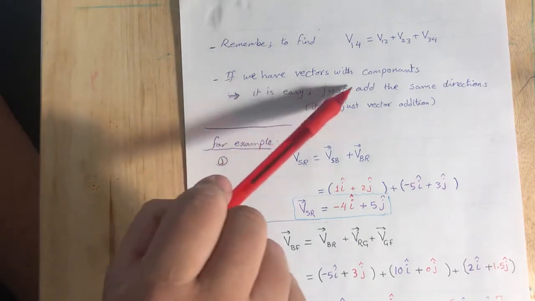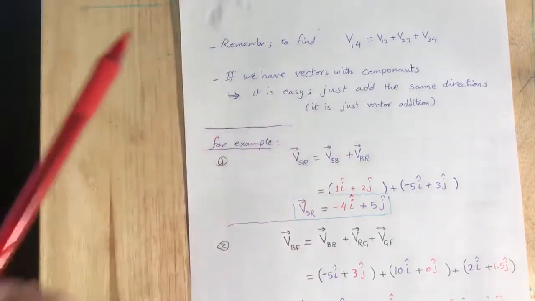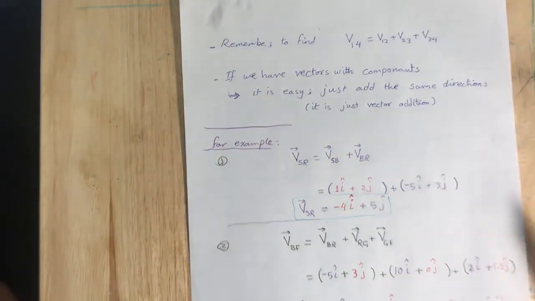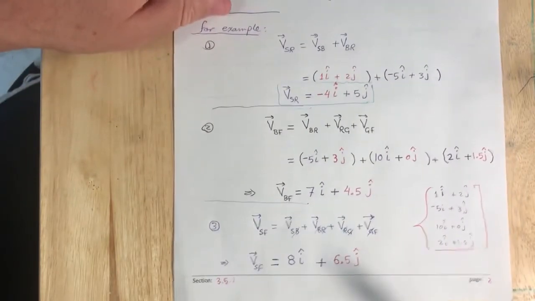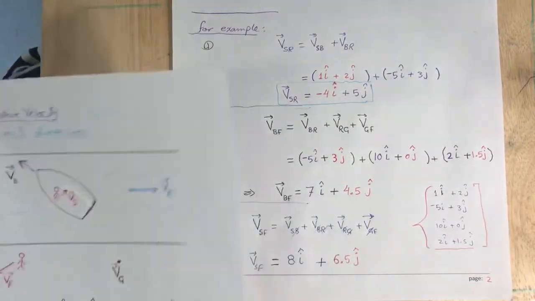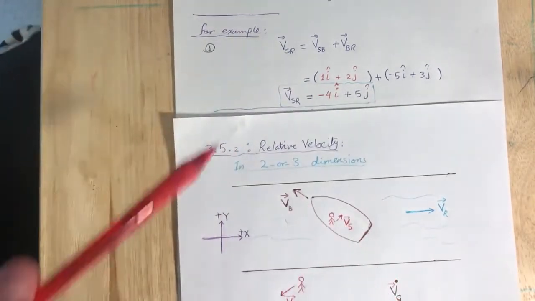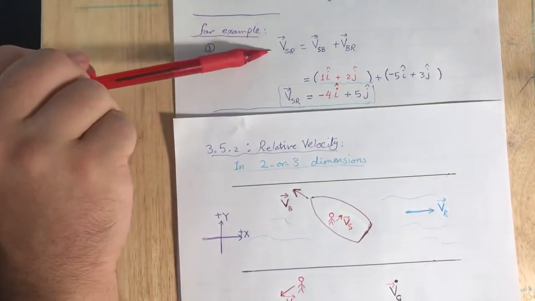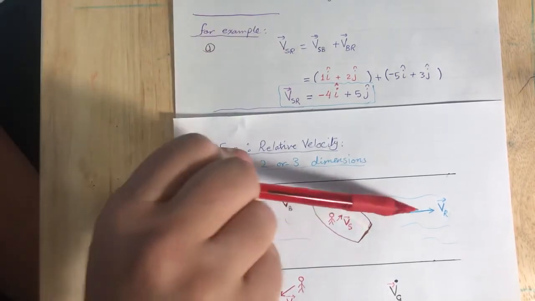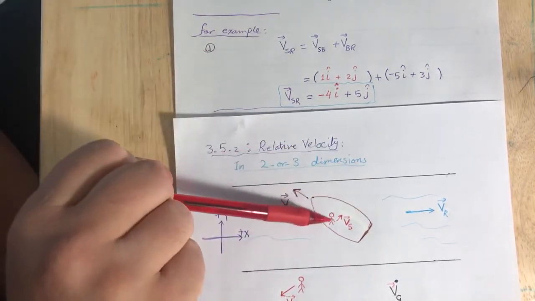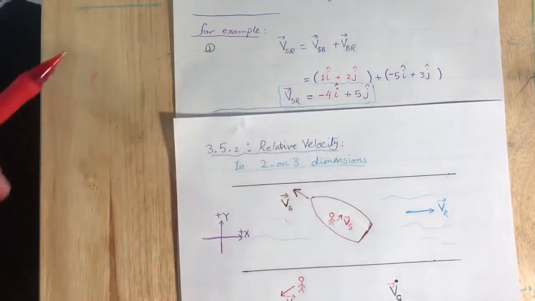If we have vector components, then it's easy. We just need to deal with the x components alone and the y components alone. For example, this is our problem. What if we need to compute the velocity of the sailorman with respect to the river? This is the sailorman, this is the river. We need to compute the velocity of this man to the river. It's easy.